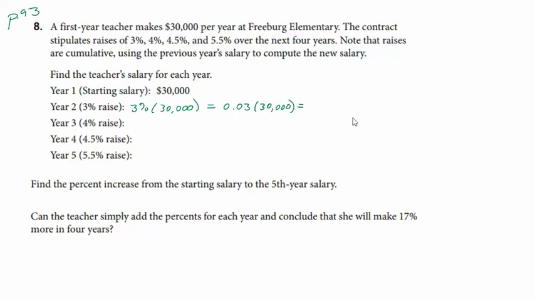Let's see, I think that's $9,000. Let's punch 0.03 times 30,000. $900. Sorry, that would have been 30%, not 3%. $900 raise. Okay, well, if she gets a $900 raise, then her salary is going to be 39,000.